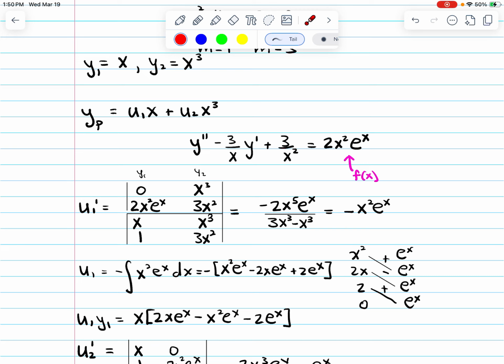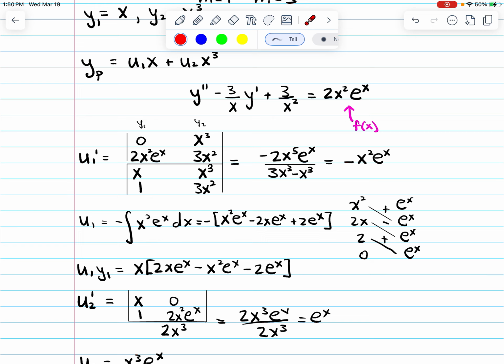I need to actually find u1, so what I want to do is integrate. So I integrate this one, and I pull the negative out front, and I'm going to use tabular integration, integration by parts, and I get this. Here is u1. Now you see, this is a problem sometimes with variation of parameters because you have to integrate, and integration isn't always so easy. But now, so I say, okay, u1 y1, there it is. So that's part of our particular solution.